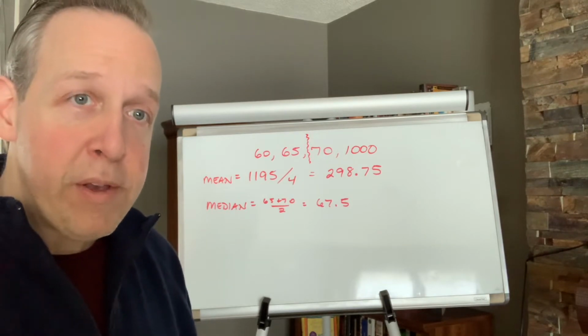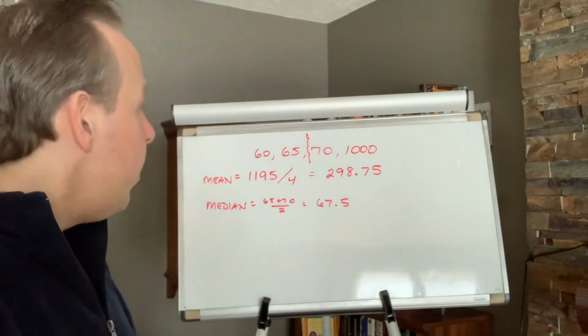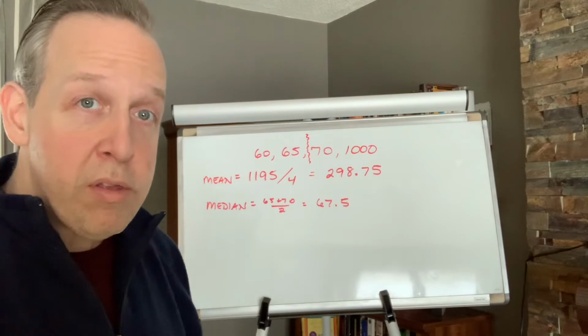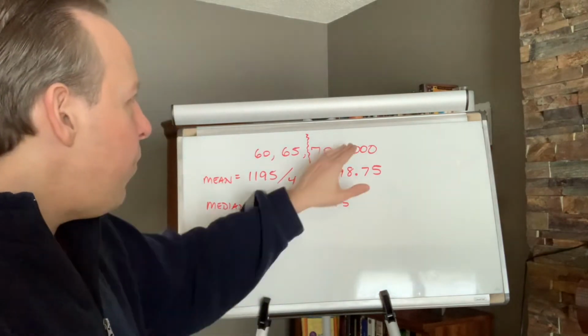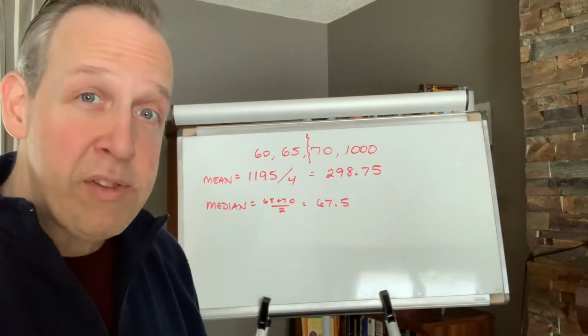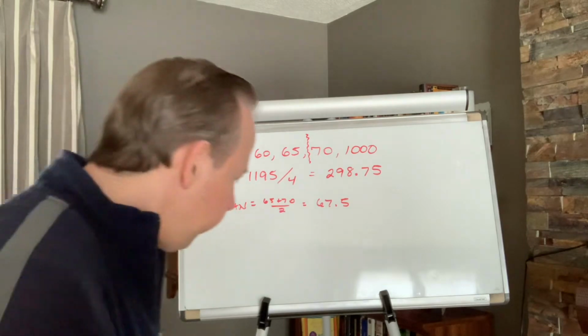So the first thing I want you to understand is that right now the median is a better representation of center because most of the points aren't anywhere near as high as the 1,000. The median is 67.5, which is more in keeping with those data points. But the 1,000 had a pretty strong impact on the mean. Our mean is 298.75. Really, really affected the mean.